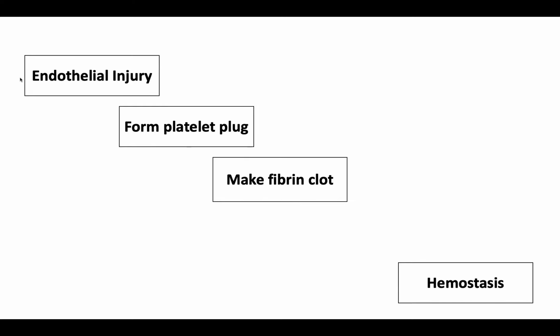So the process starts with endothelial injury and terminates with the attainment of hemostasis. But the steps to get there involve forming the platelet plug to achieve primary hemostasis, making a strong fibrin clot to achieve secondary hemostasis, and eventually lysing the fibrin clot to clean it all up.